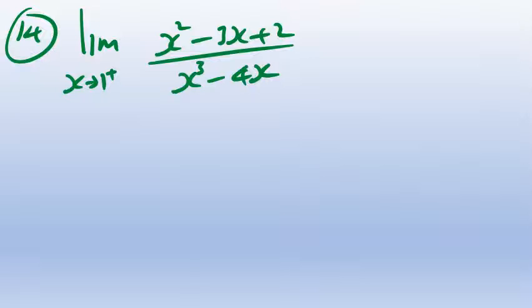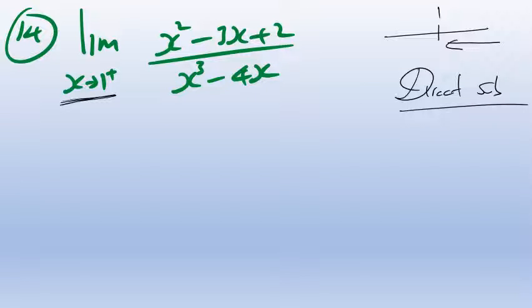Okay, what we have here: x squared minus 3x plus 2 all over x cubed minus 4x, x approaching 1 plus. What does that mean? So there's 1, you're approaching 1 plus, which basically means you're approaching 1 from the right of 1, all values greater than 1. And as you get closer and closer to 1, let's just do a direct substitution.